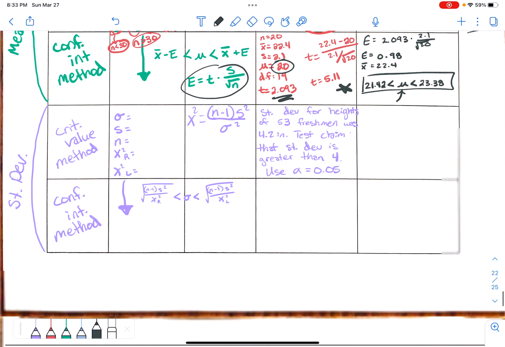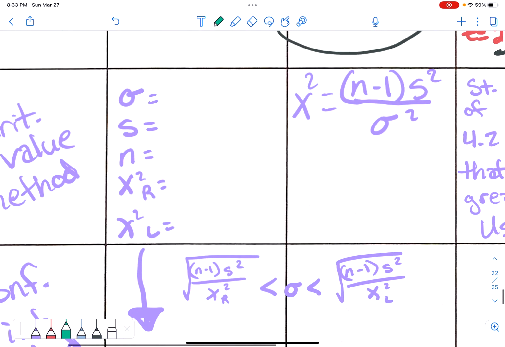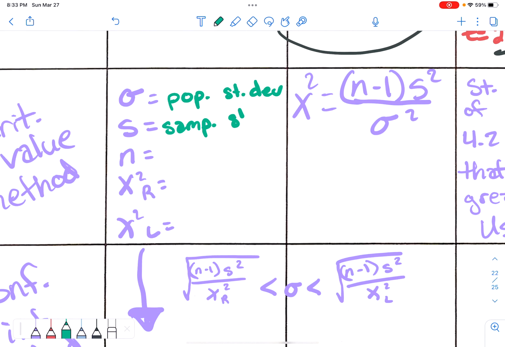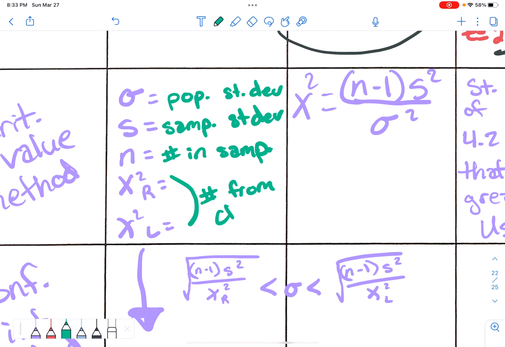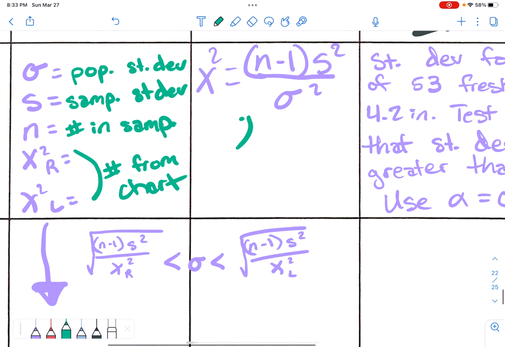Holy cow. We've got this information. Pause if you need to. I'm going to list variables and all this good stuff. So this one is the population standard deviation. Then we have the sample standard deviation. Then we have the number in the sample. Then we have your number from the chart, and this is only using the chi-squared chart, that weird one that has two numbers. Okay, this is your test statistic.